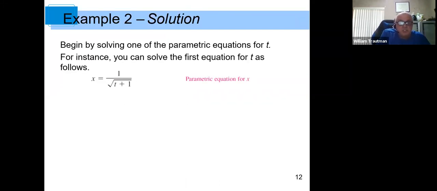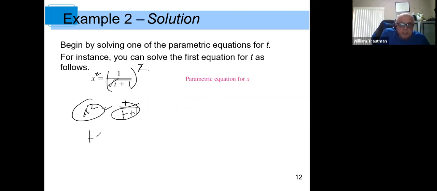In order to solve this for t, you square both sides. If you square both sides, you end up with x squared equals 1 over t plus 1, since the square and square root cancel. These two can interchange. t plus 1 equals 1 over x squared. And then take the 1 over. t equals 1 over x squared minus 1.